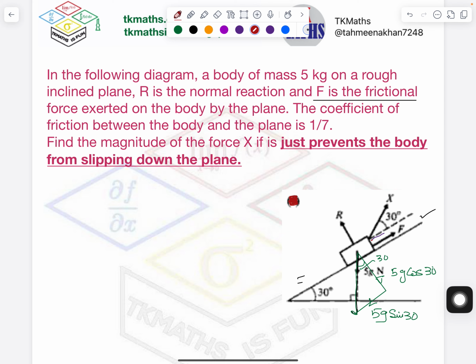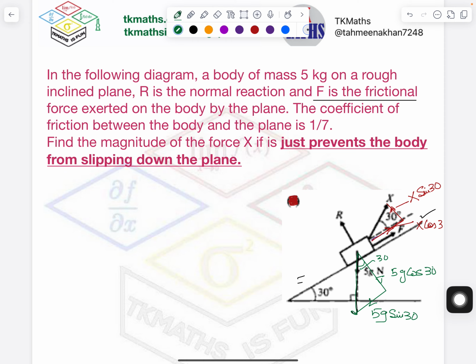Okay, so now this one and this one will be x sine 30, which is acting upward, and this one will be x cos 30, which is parallel to the plane and acting upward, and frictional force is also acting upward. So now let's start solving it.